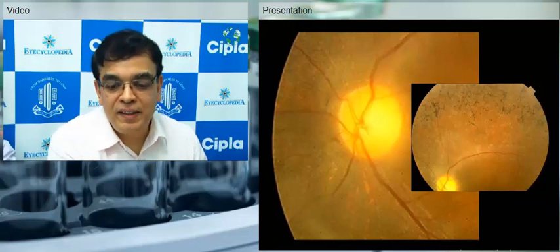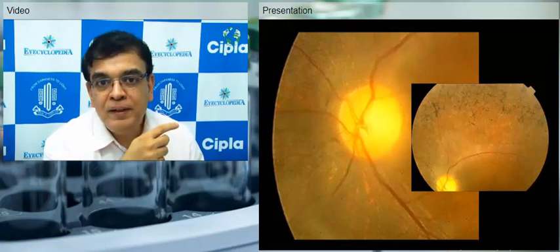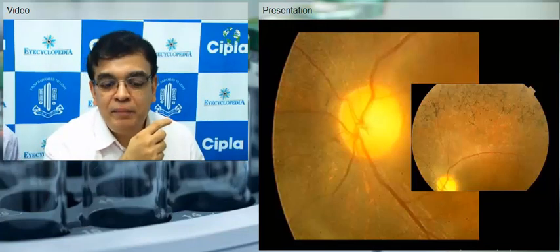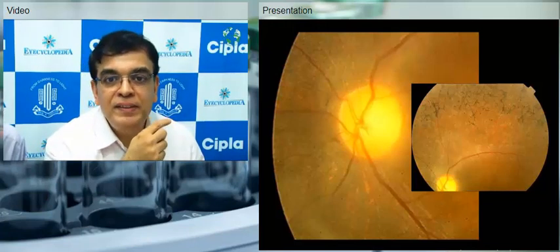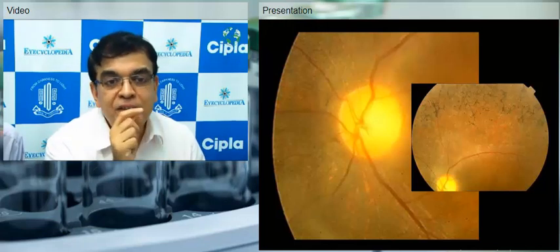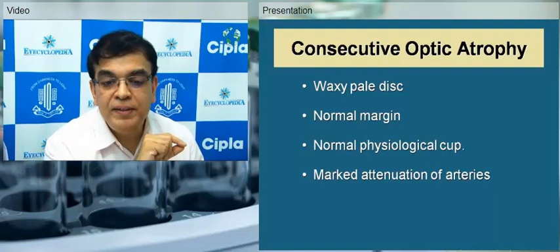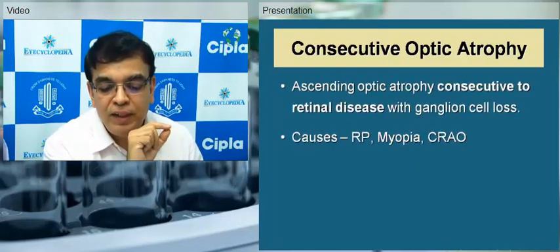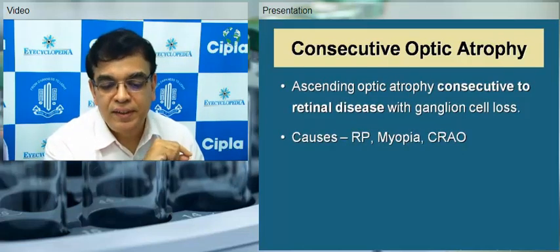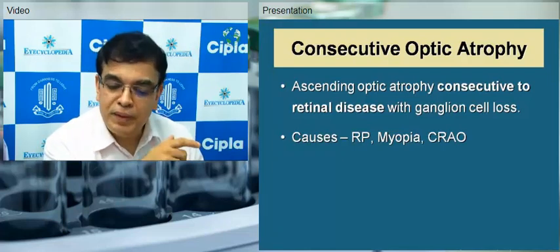This is retinitis pigmentosa. So this is a disc that has become pale, whose ganglion cells have been damaged because of disease in the retina or in the choroid. So damage due to chorioretinal disease produces this kind of pallor, a kind of waxy pale disc, normal margins, normal cup, and a lot of attenuation of the vessels, and commonly due to conditions like retinitis pigmentosa or central retinal artery occlusion, myopia, etc.